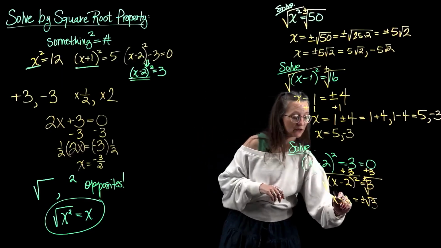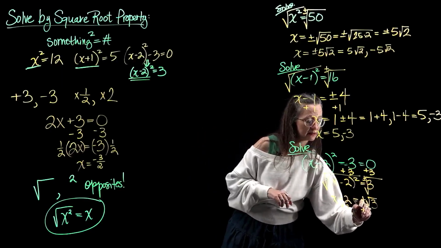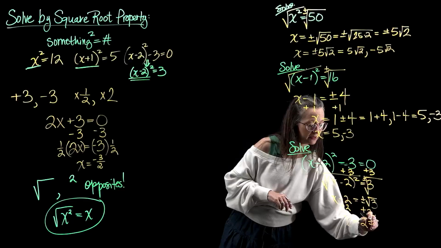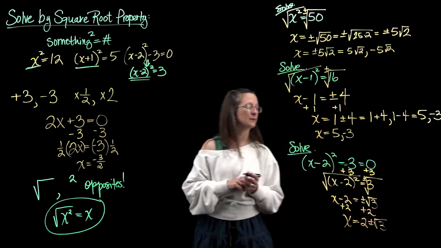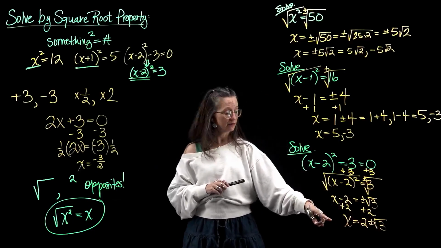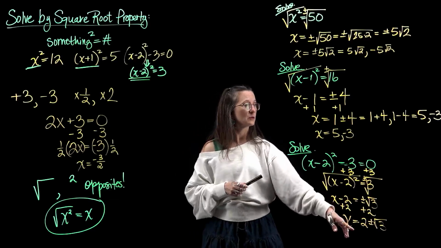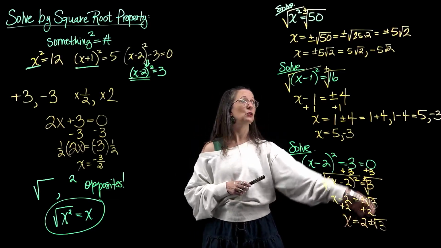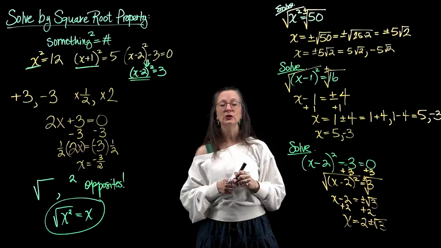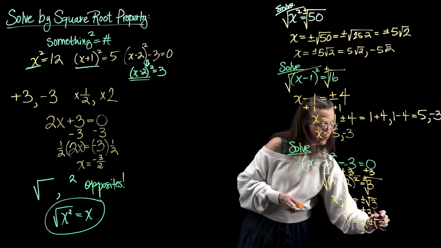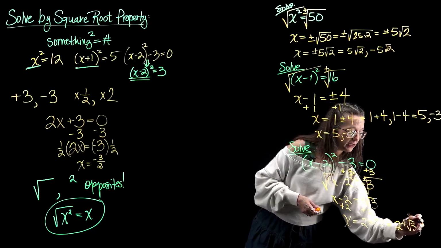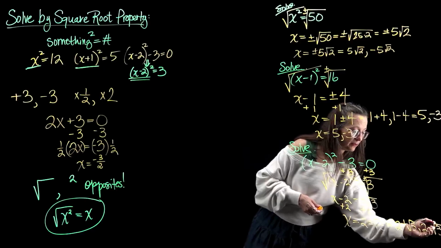Almost done. We still need to solve for x by adding 2 to both sides. And I get x is equal to 2 plus or minus the square root of 3. Now, that looks like a silly number, but it is a correct answer. Some computer systems will ask you to split it into 2, just like up here with the 5 square root of 2 and the negative 5 square root of 2. If so, we would write that as 2 plus square root of 3, comma, 2 minus the square root of 3.